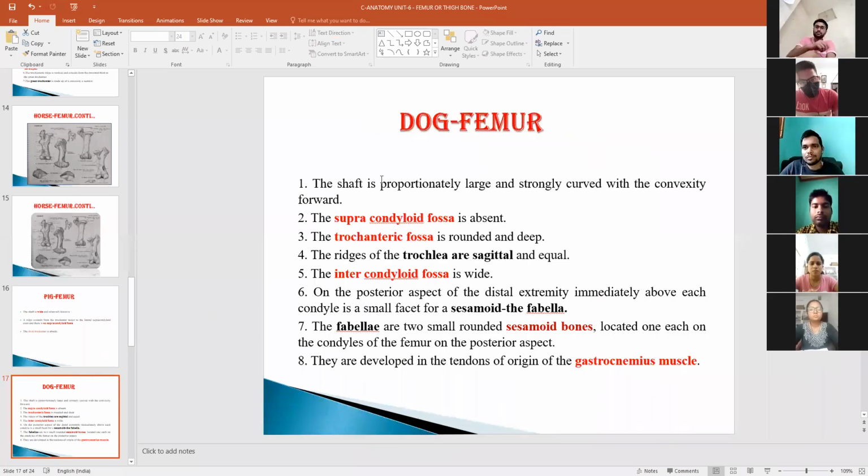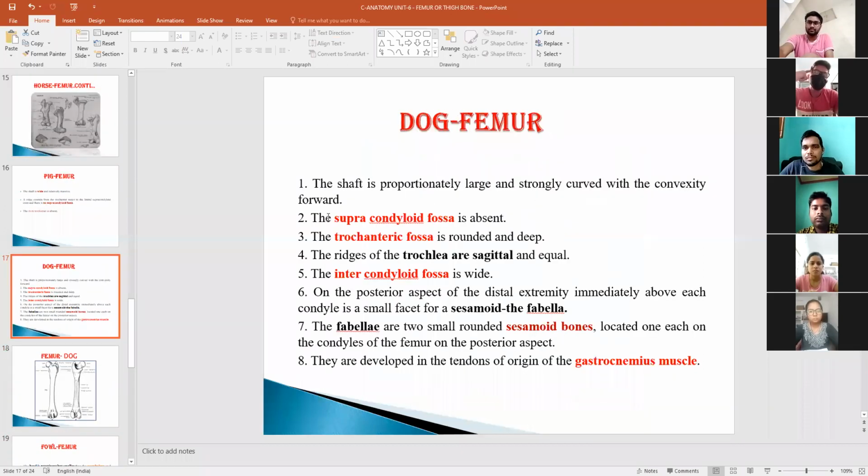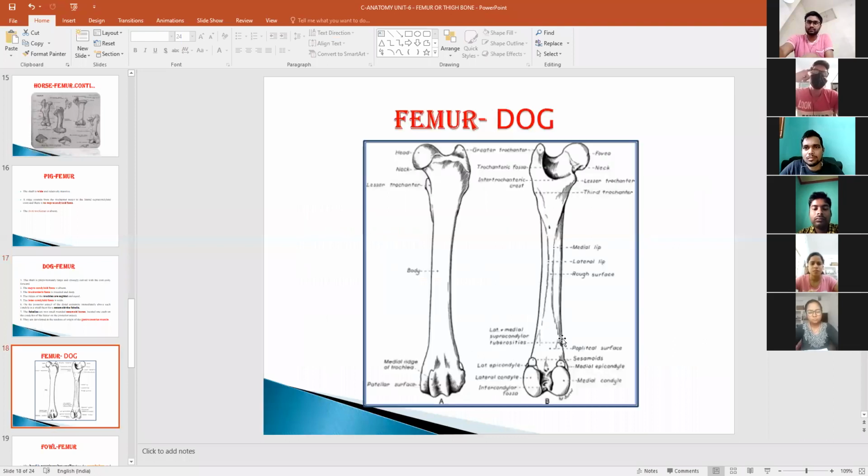Now, dog. In case of the dog, the shaft is proportionally larger and strong, covered with convexity and located forward in position. And next point is that the supracondylar fossa is absent. You see here, the supracondylar fossa is absent in case of the dog. One important point, this is the condyle, lateral condyle and medial condyle.